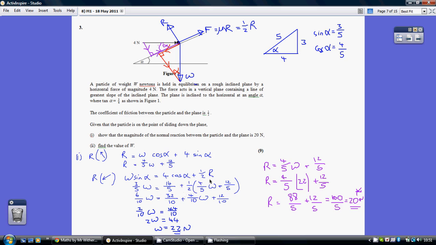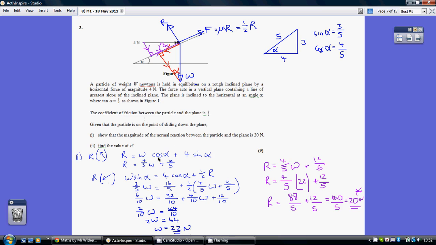It's then a question of just multiplying out, rearranging. We get W being 22, and once I've got W being 22, I've then substituted that back into this formula here to work out what R is. So R is 20 newtons, the weight is 22 newtons.